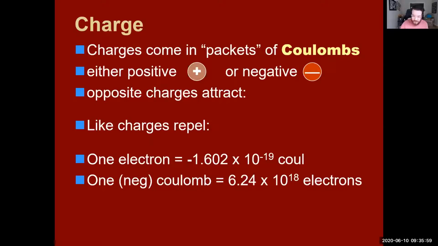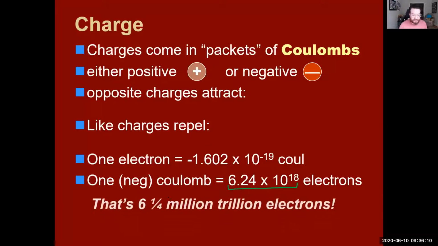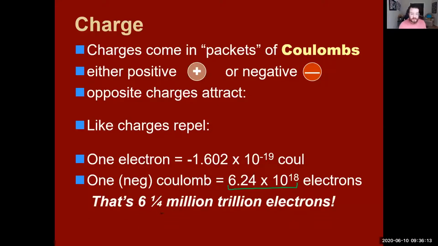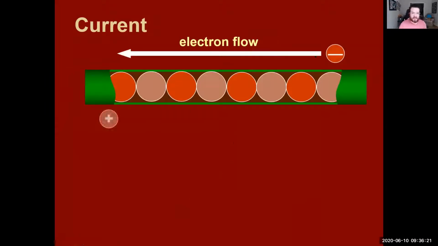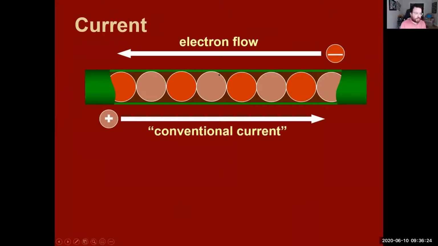I believe I've said this before, but in your time as an engineer, that number comes up a lot more than you think it would. Not for this class, but just in general. That's 6.25 million trillion electrons. Here is a representation that the electron flow is going to be going opposite of the conventional current. This is what's actually happening in reality. This is what we say is happening, or what was believed or perceived to be happening.